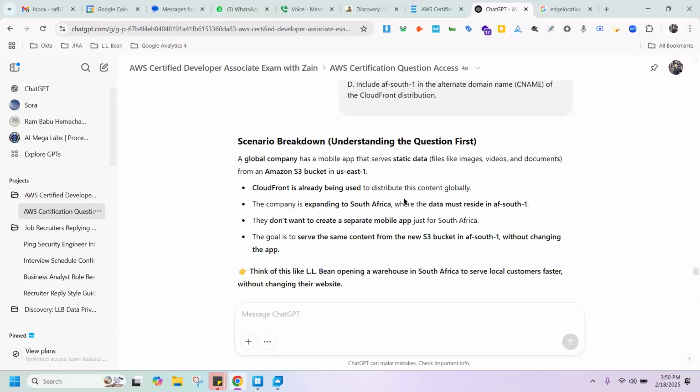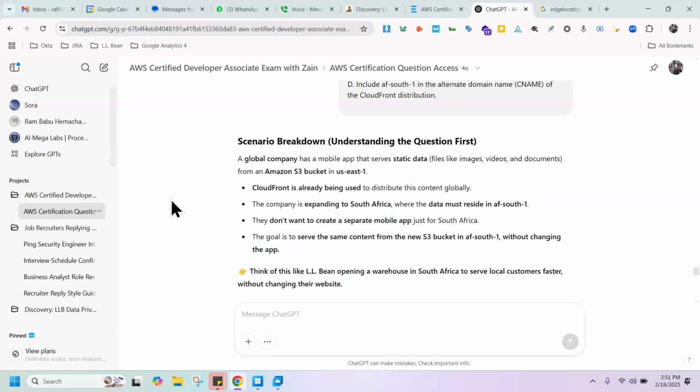The company is expanding to South Africa, where the data must reside. In that scenario, our application is currently running in the US East 1 region, which is basically the USA region, and we have attached CloudFront to it, which serves our content to the USA person. Now the company also wants to serve their content and application to South Africa as well.